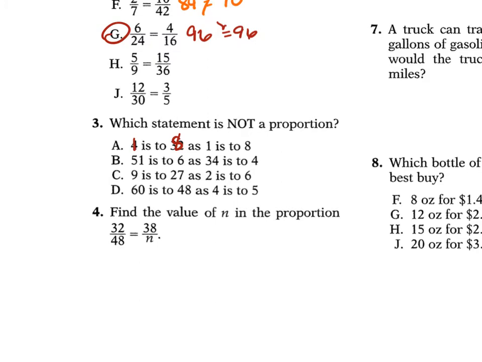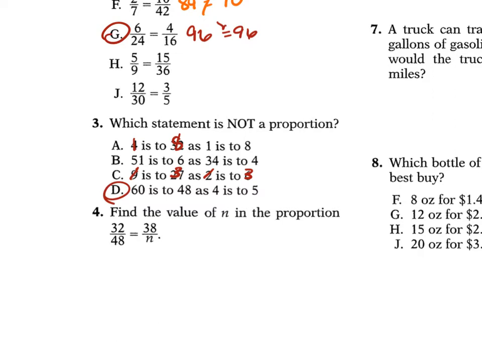For B, you have 51 is to 6 as 34 is to 4. 51 and 6 give you 8.5 if you divide them, and 34 divided by 4 is also 8.5. So these two are proportions. For C, you have 9 is to 27 as 2 is to 6. So that'd be 1 and 3 and 1 and 3. So that's not your answer. So D has to be your answer.